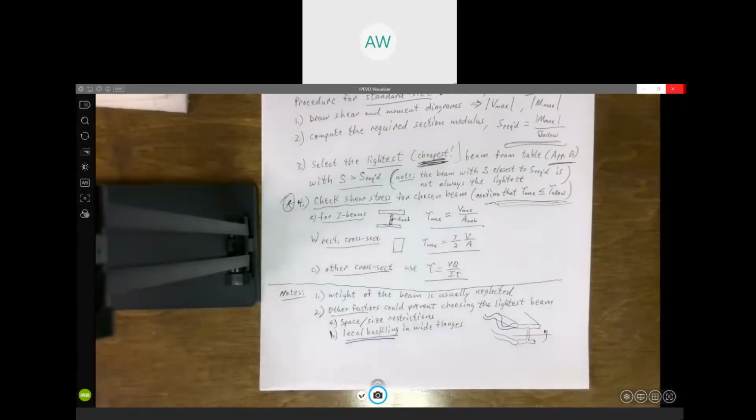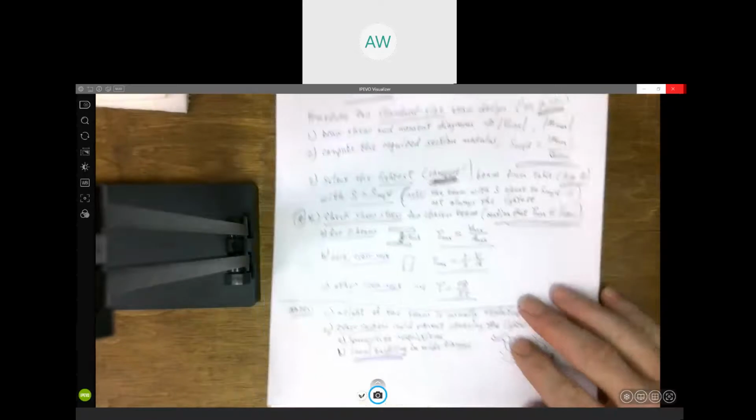Okay? All right, so any questions before we go through and see if we can choose the best standard size beam? All right, well then let's go.